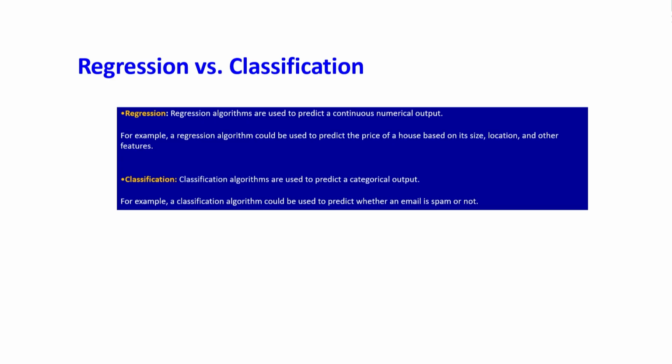So, what is the difference between classification and regression? Regression algorithms are used to predict a continuous numerical output. You are predicting the value of y for certain new values of x, when you know the relationship between x and y. For example, a regression algorithm can be used to predict the price of a house based on its size, location, and other features you think are important. So, regression provides numerical values. Classification algorithms are used to predict a categorical output. Very rarely do we predict a numerical output; we always predict a categorical output.